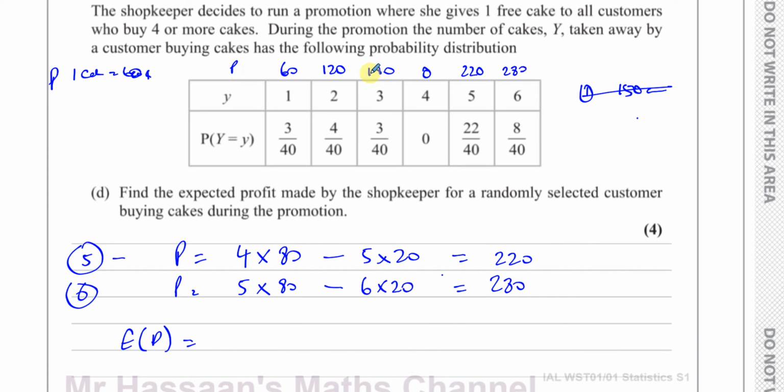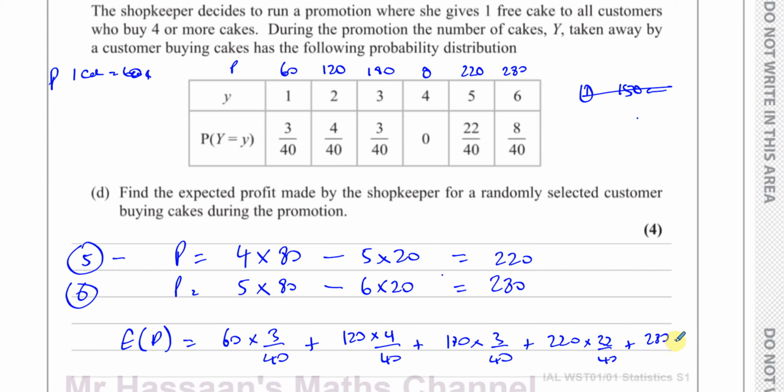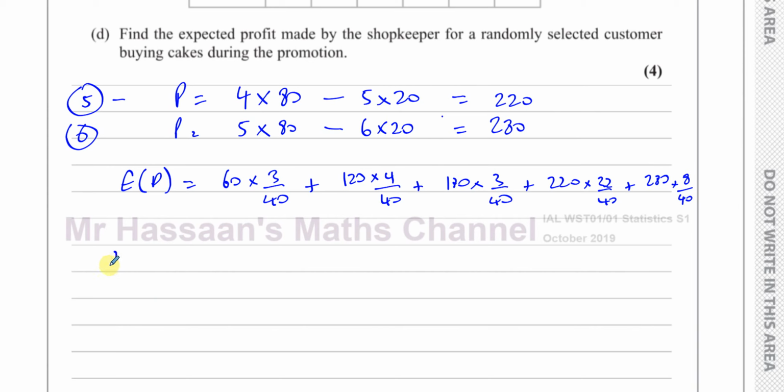So we're going to take these profit values and multiply them by the probabilities and add them together. So it's going to be 60 times 3 over 40, plus 120 times 4 over 40, plus 180 times 3 over 40, plus, well, that's going to become 0 anyway, plus 220 times 22 over 40, plus 280 times 8 over 40. And that will give you the expected profit.